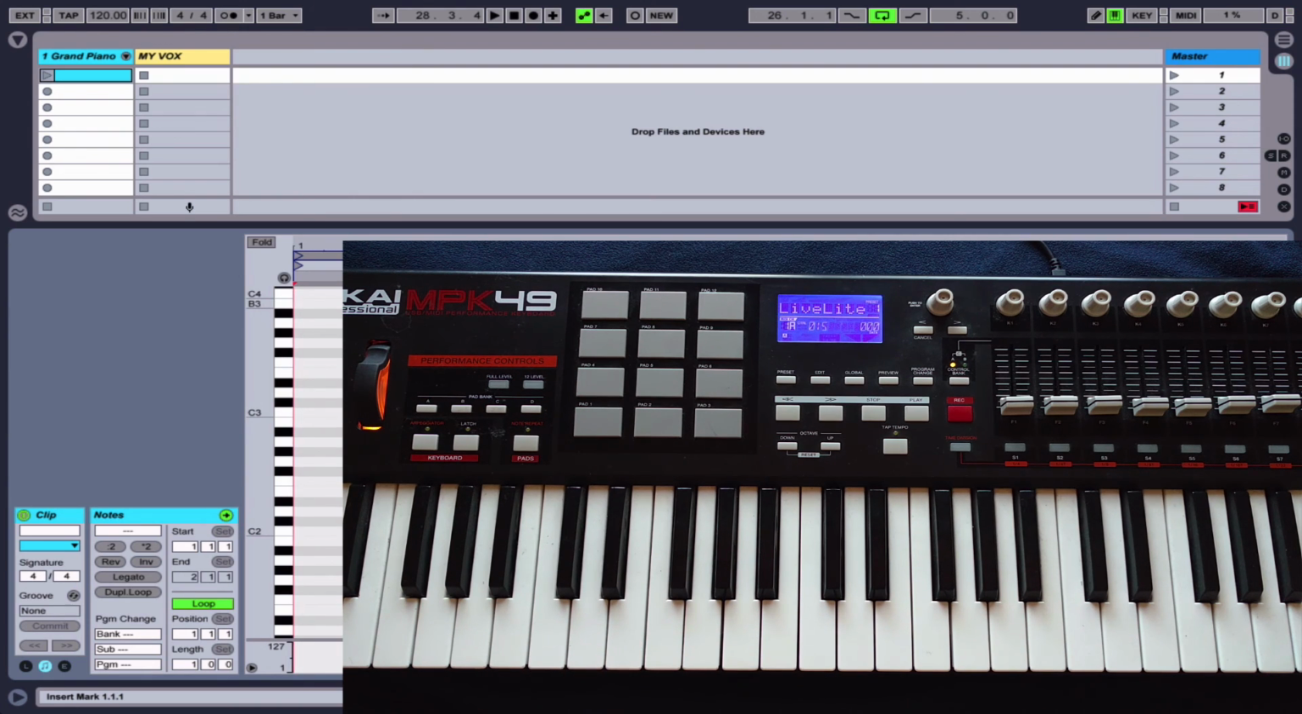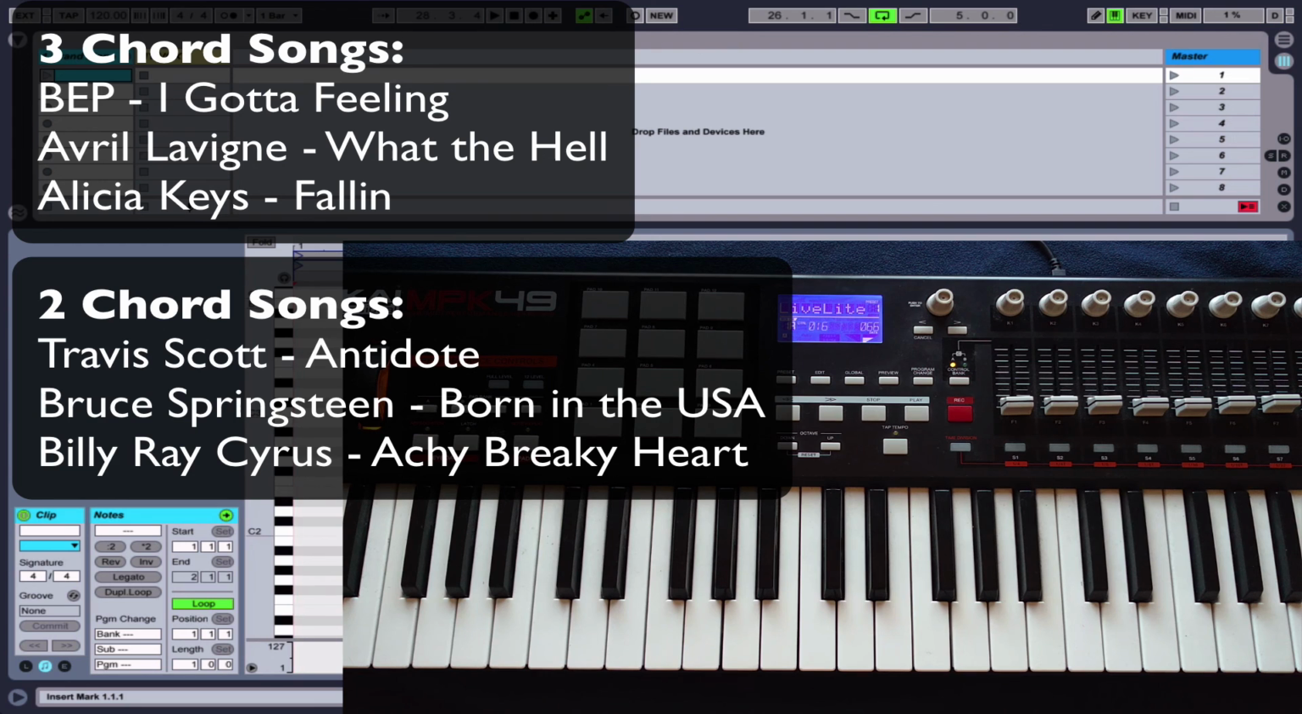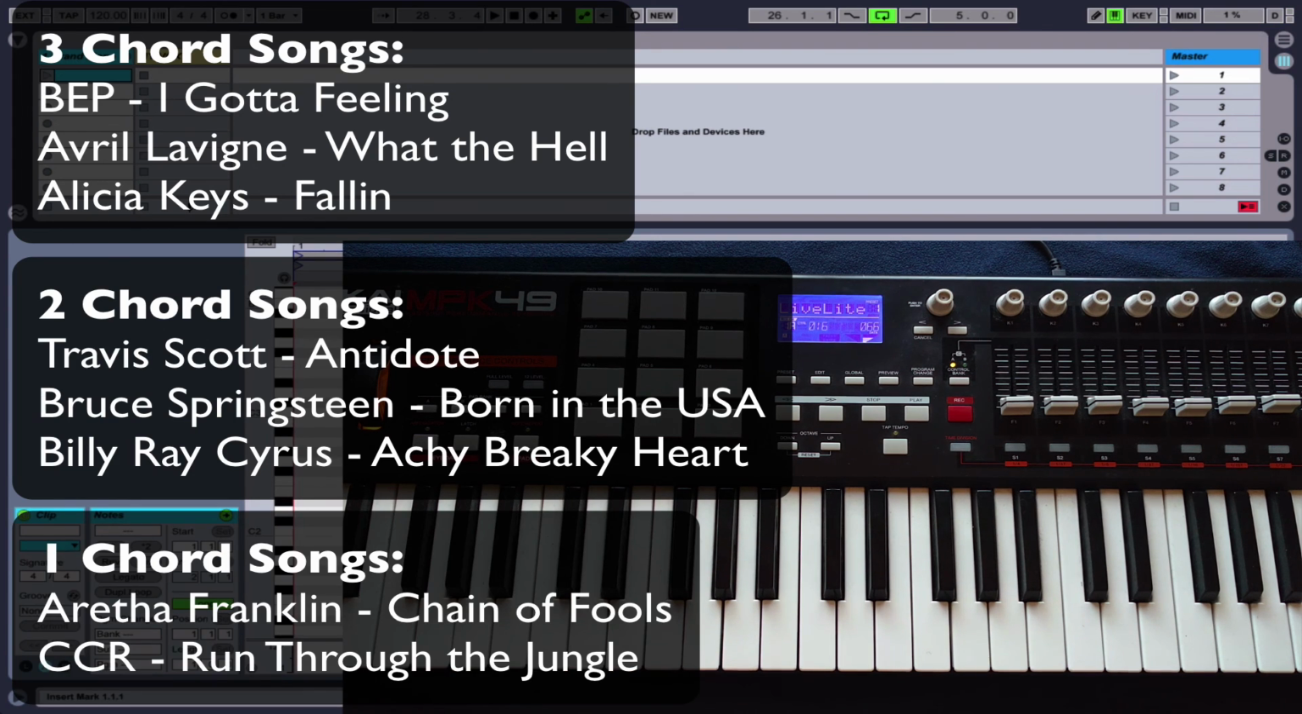One other thing I'll mention is that you don't always have to use 4 chords in your song. There are plenty of songs out there that use 3 chords and even 2 chords, and some songs even have been made using just 1 chord.